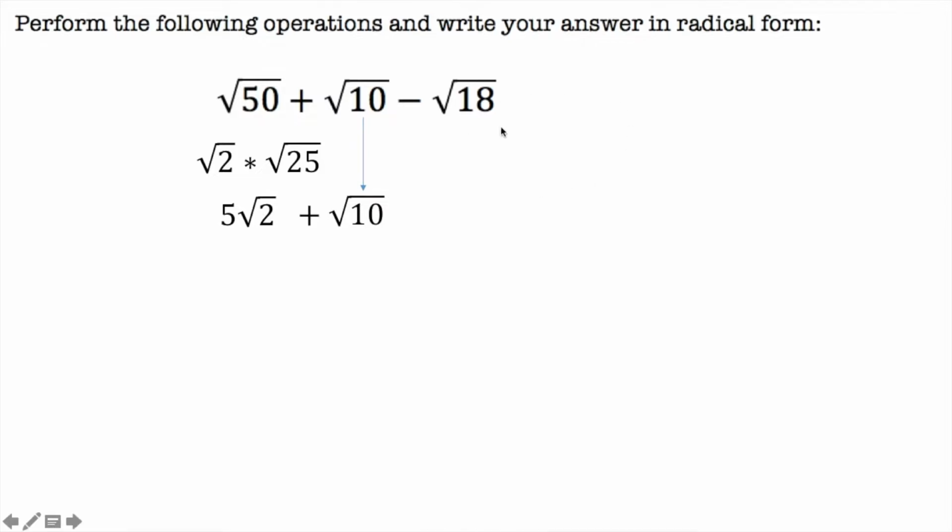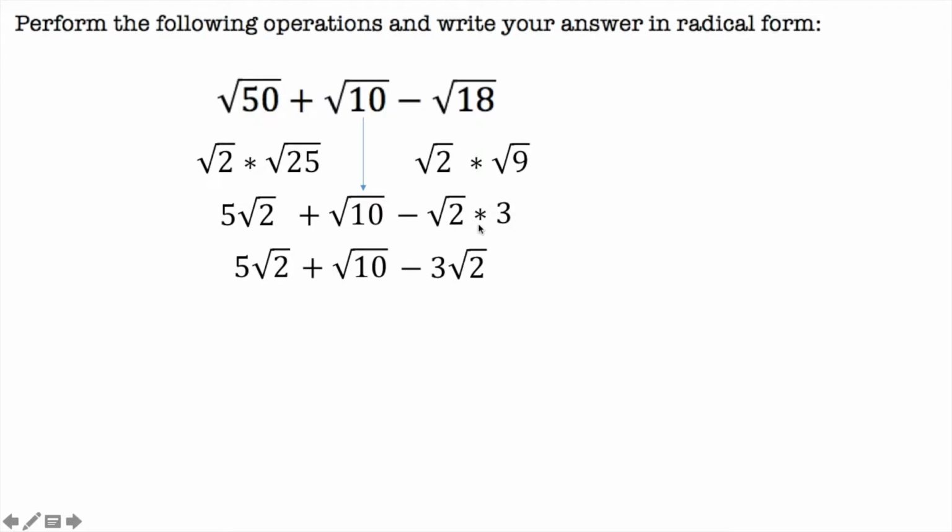So now, looking at 18, I know that another perfect square is 9. 2 times 9 gives us 18, and the square root of 9 is 3. So if we break that apart, we can put 3 down and bring down our square root of 2. So now I'm just going to multiply that 3 into the square root of 2 at the end because that's what it's attached to. And then bring down our 10.